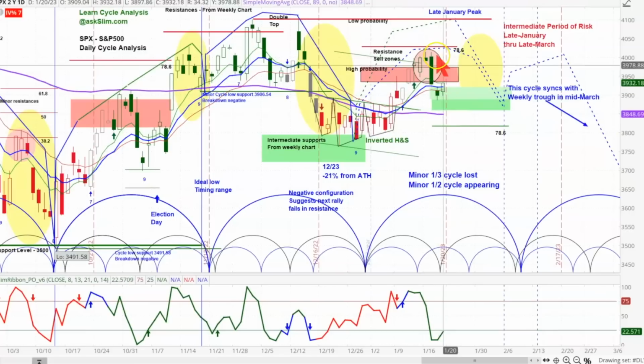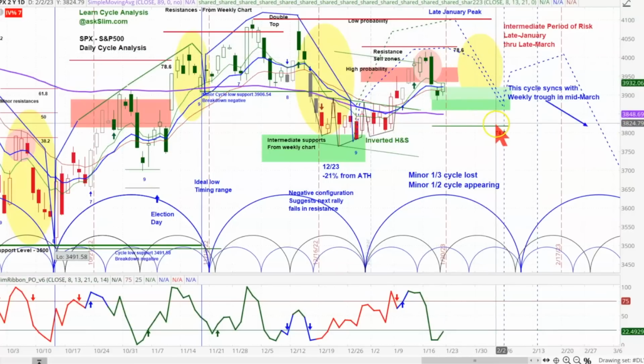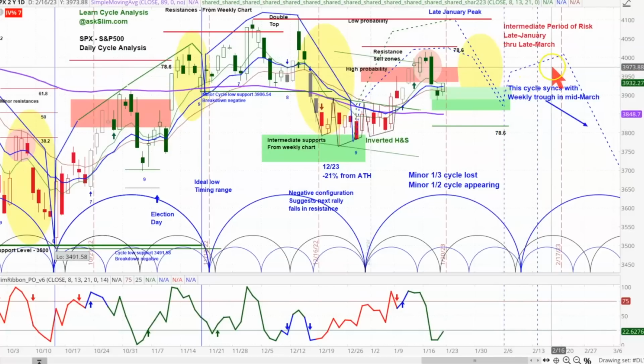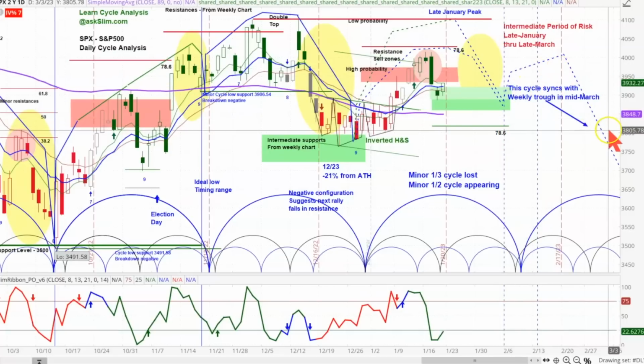If this fails here below this low and then comes down and gets down to the 78.6, that's 38.15, that will really confirm that this next rally is going to fail and move down sharply. So we're going to learn a lot right now.